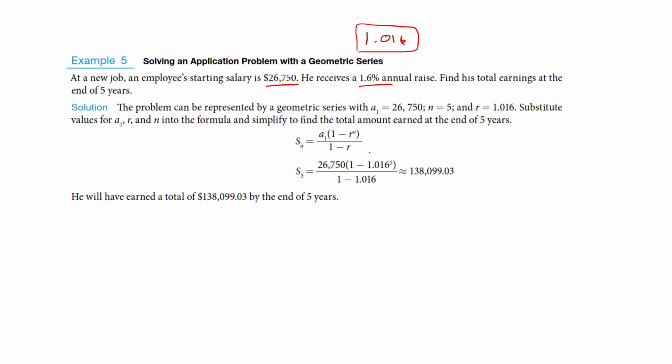1.016. We're looking at the 5th iteration because it's the end of 5 years. Divide that by 1 minus 1.016. So again, all the way across, which I was not getting correct. So we're going to do the 1.016 to the 5th power first. Take that answer away from 1, multiply it by 26,750, divide it by this, and we get 138,099.